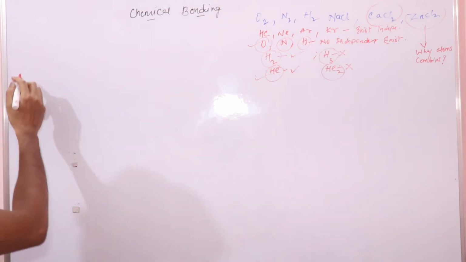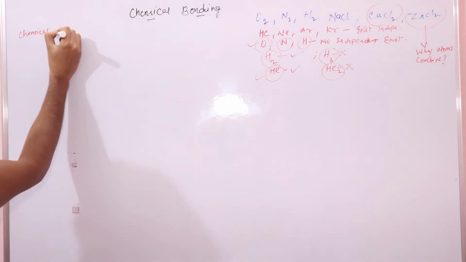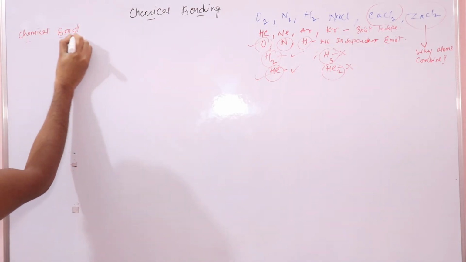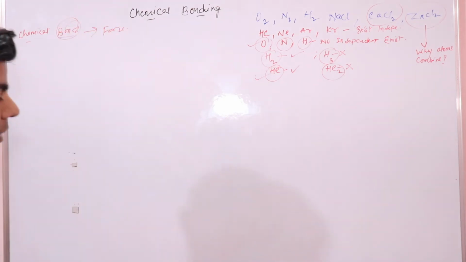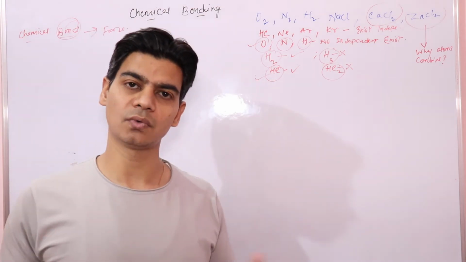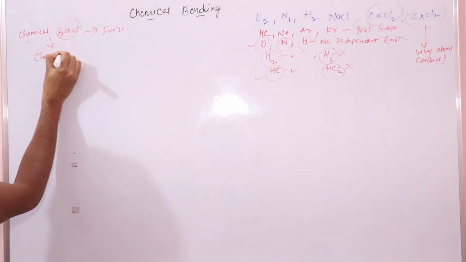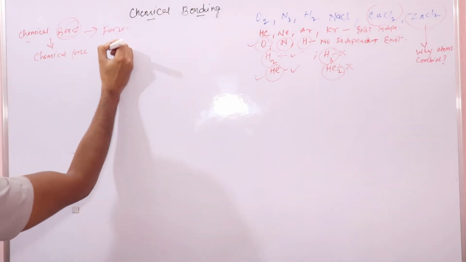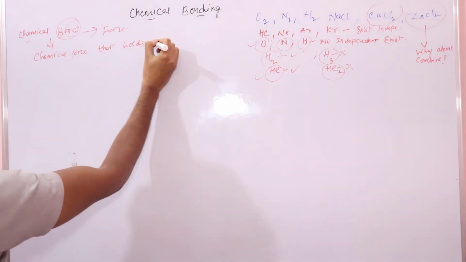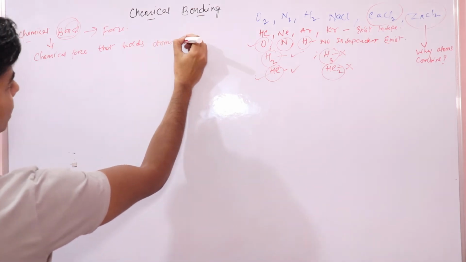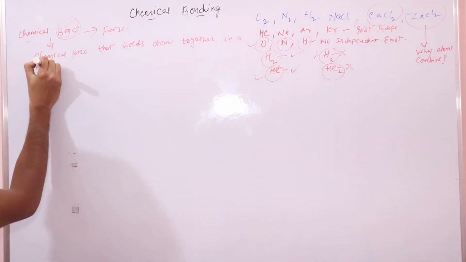And one thing before we start, we are understanding chemical bonding. So what is a chemical bond? Bond literally means force. So this is a chemical force. Chemical bonding is a chemical force that holds atoms together in a molecule.